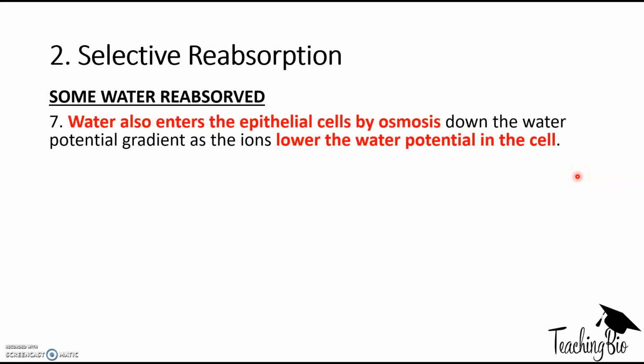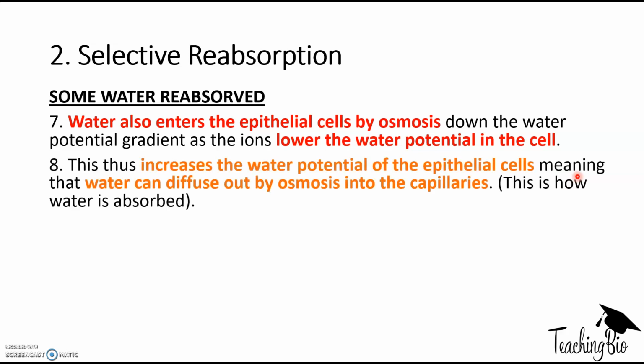Some of the water is reabsorbed, and obviously a lot of it will remain because we need the water in our urine, and how much we reabsorb will depend on the requirements of the body. So water enters the epithelial cell by osmosis down the water potential gradient as the ions lower the water potential of the cell. Therefore, the water can then move into the epithelial cells, and then that will increase the potential in the cells, and then it can move into the capillaries.